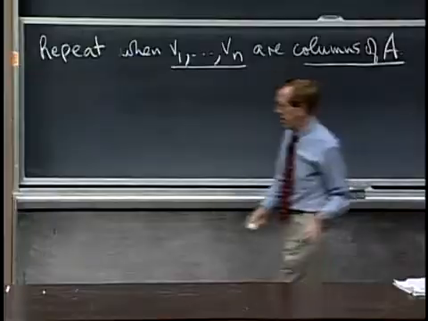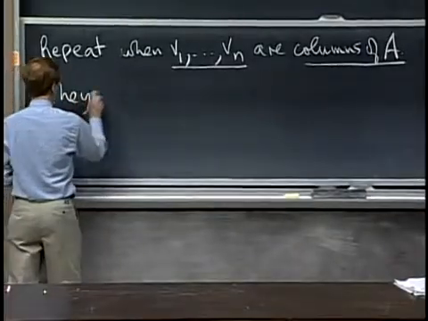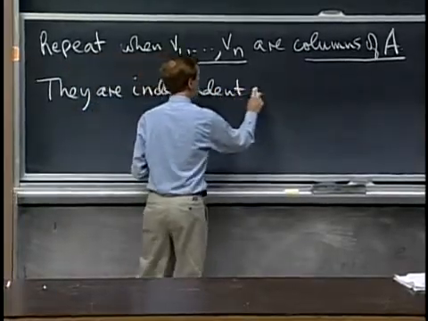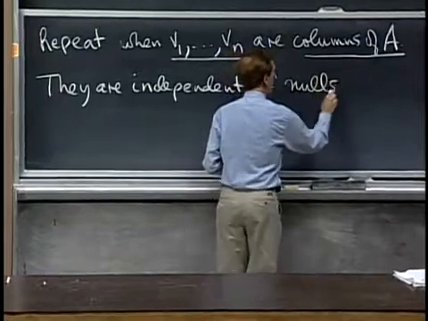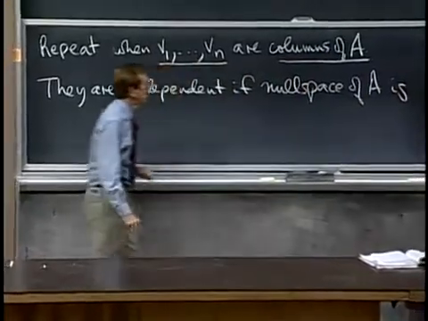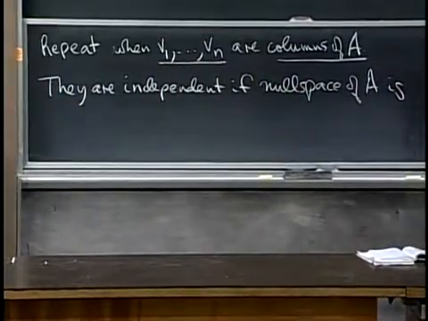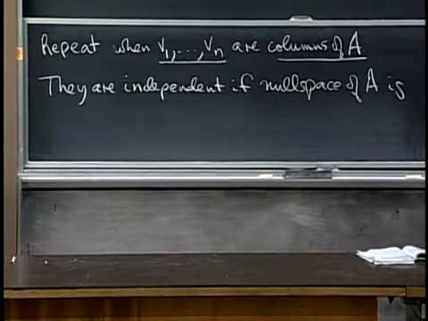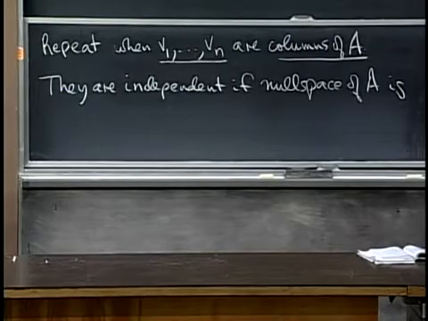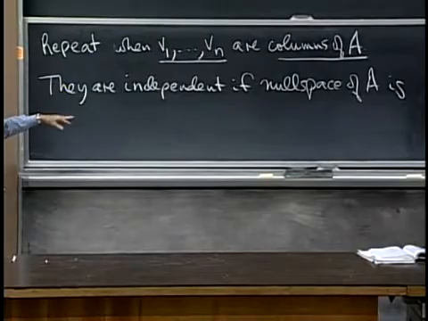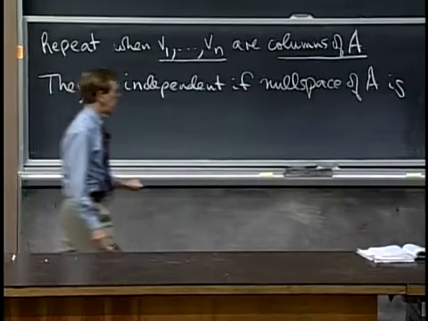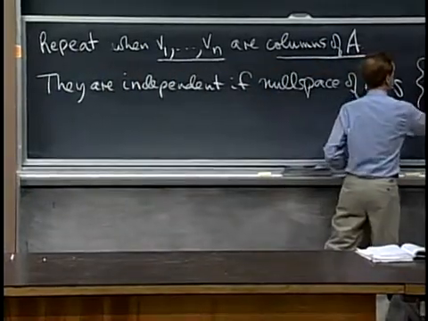Then are they independent? They are independent if the null space of A is what? If I have a bunch of columns in a matrix, I'm looking at their combinations, but that's just A times the vector of C's. And these columns will be independent if the null space of A is only the 0 vector, is the 0 vector.